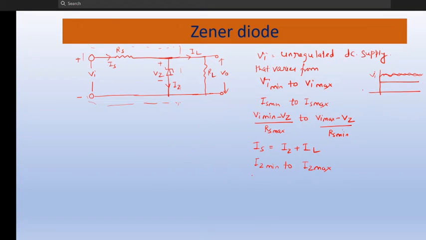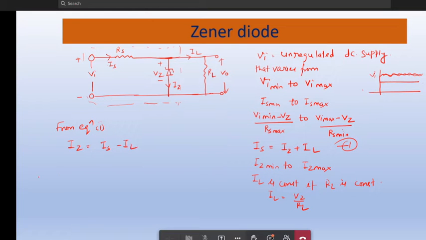What you are saying is that IL will be constant if RL is constant. RL is constant, but it may also vary, right? If it is constant, you will have IL equal to VZ upon RL. If IL is constant, RL is constant, right? So from equation 1, I can write IZ will be equal to IS minus IL.